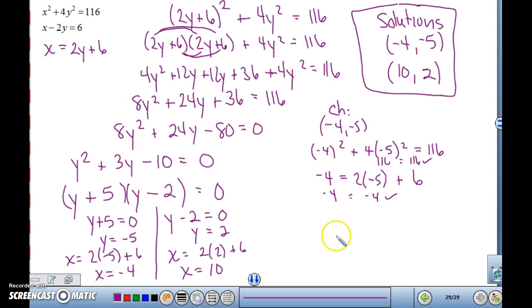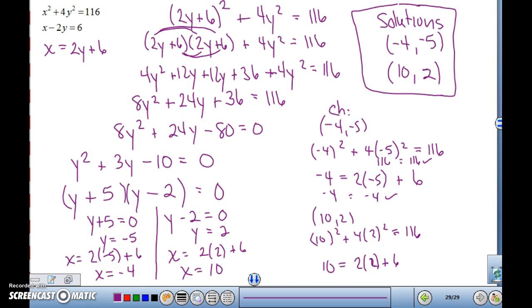We also have to check 10, 2. So if we're going to check 10, 2, we do the same thing. 10 squared plus 4 times 2 squared is equal to 116. Probably do that in your head, really. And also, x is equal to 2y plus 6. 10 is equal to 2 times 2 plus 6. And we can work those out and see if they work.